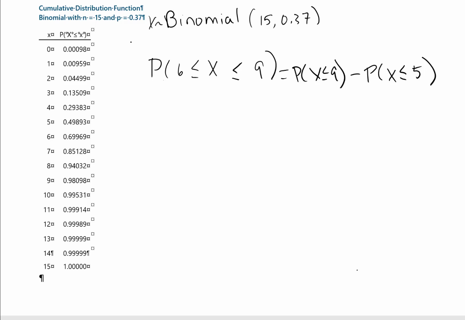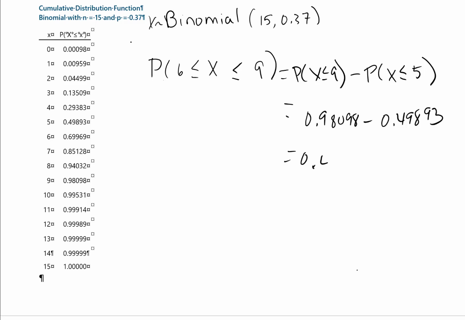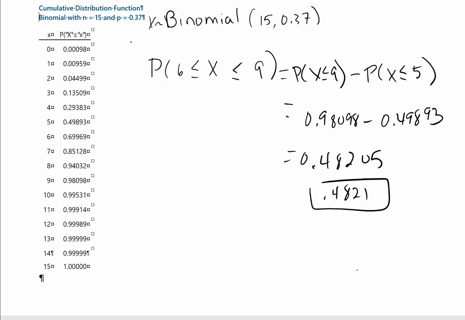So we put in our numbers and we get 0.48205, or if we wanted to go to 4 decimal places, the probability of that occurring is 0.4821.